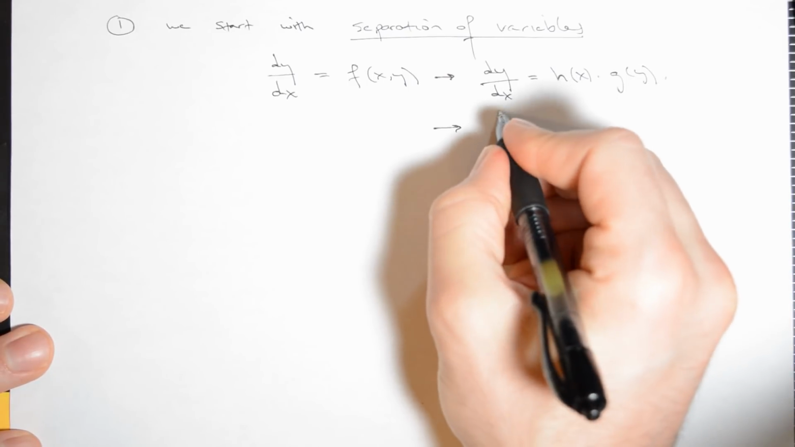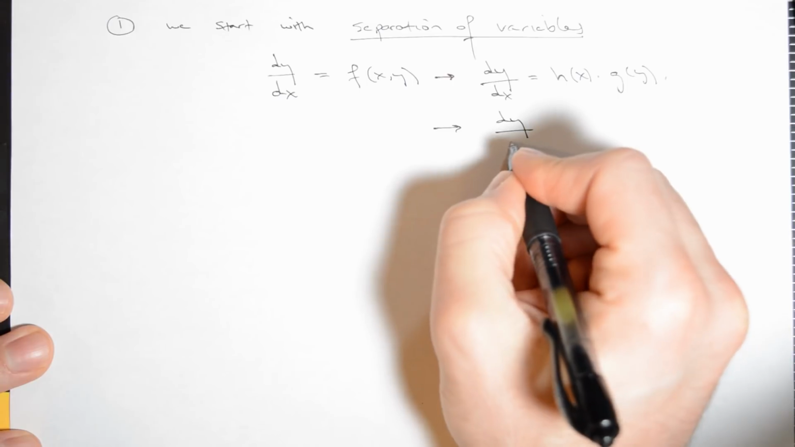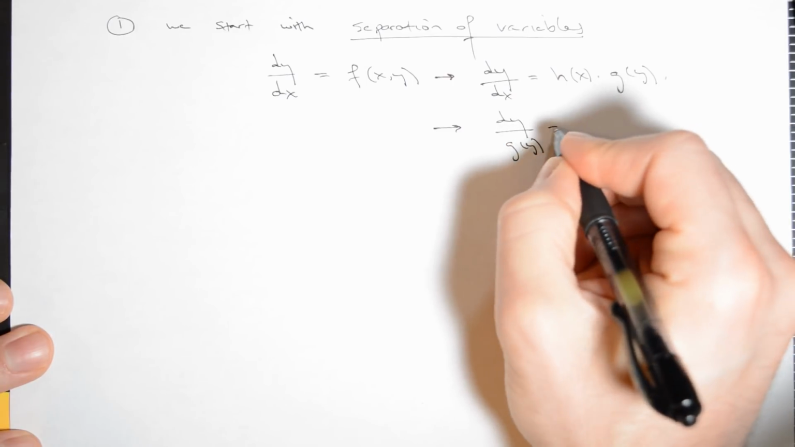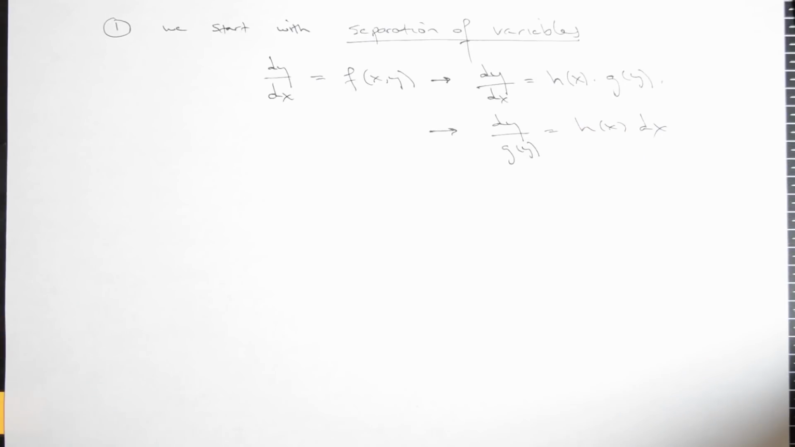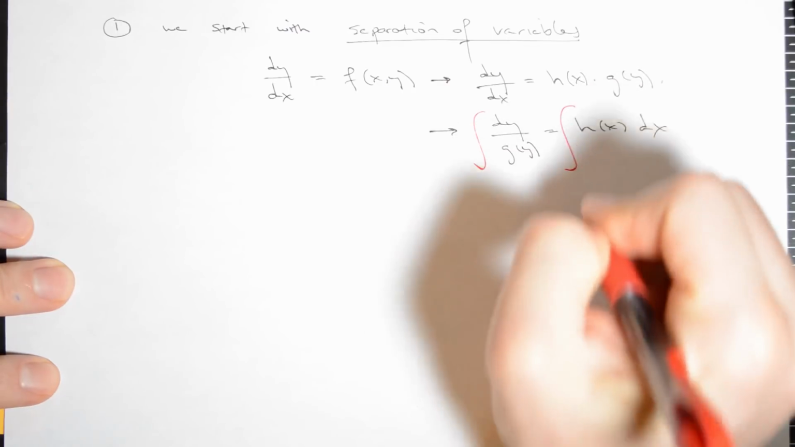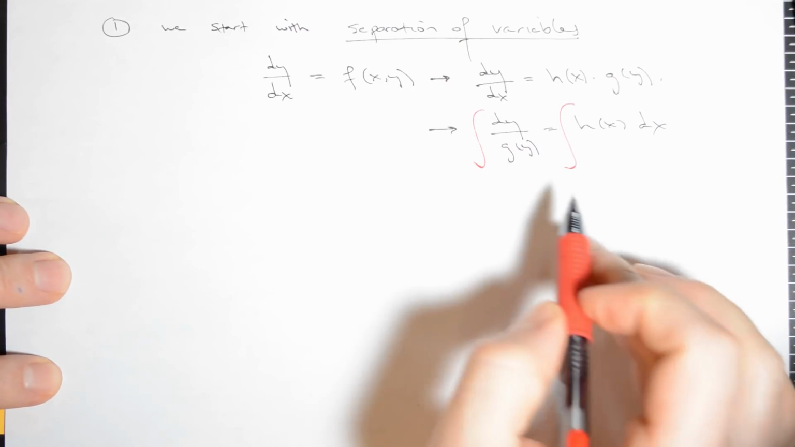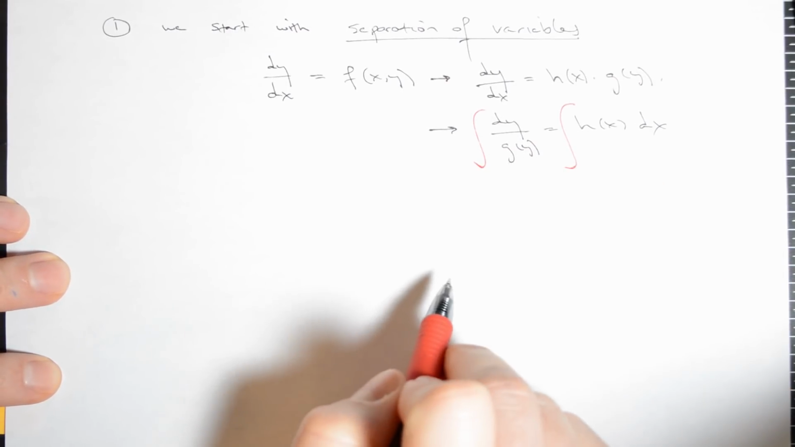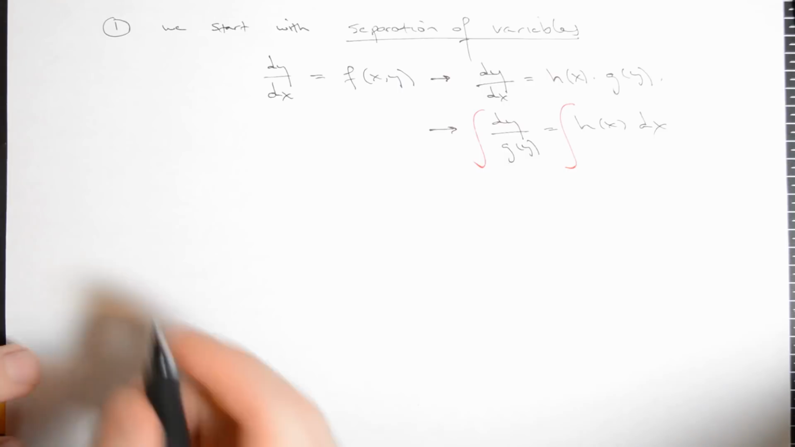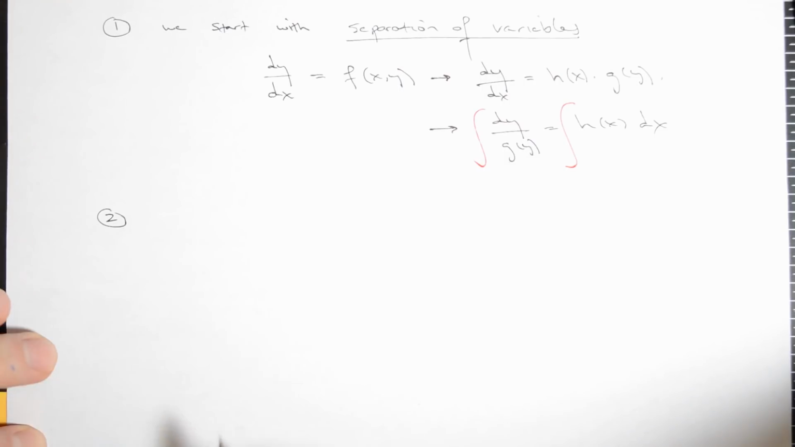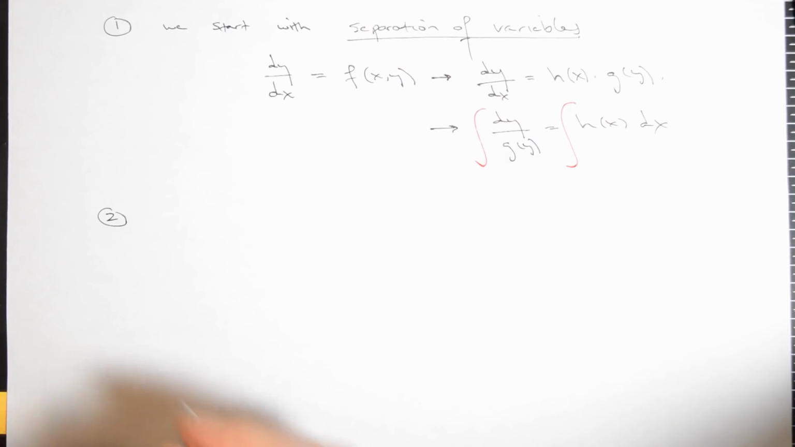And then in order to solve this type of problem, we put all the y's on one side and the x's on the other side, and then we integrate on both sides and solve these two calculus problems. So we integrate this with respect to y, and we integrate this with respect to x, and then ultimately, if possible, we solve for y. Now, what we're going to do is study non-separable differential equations.